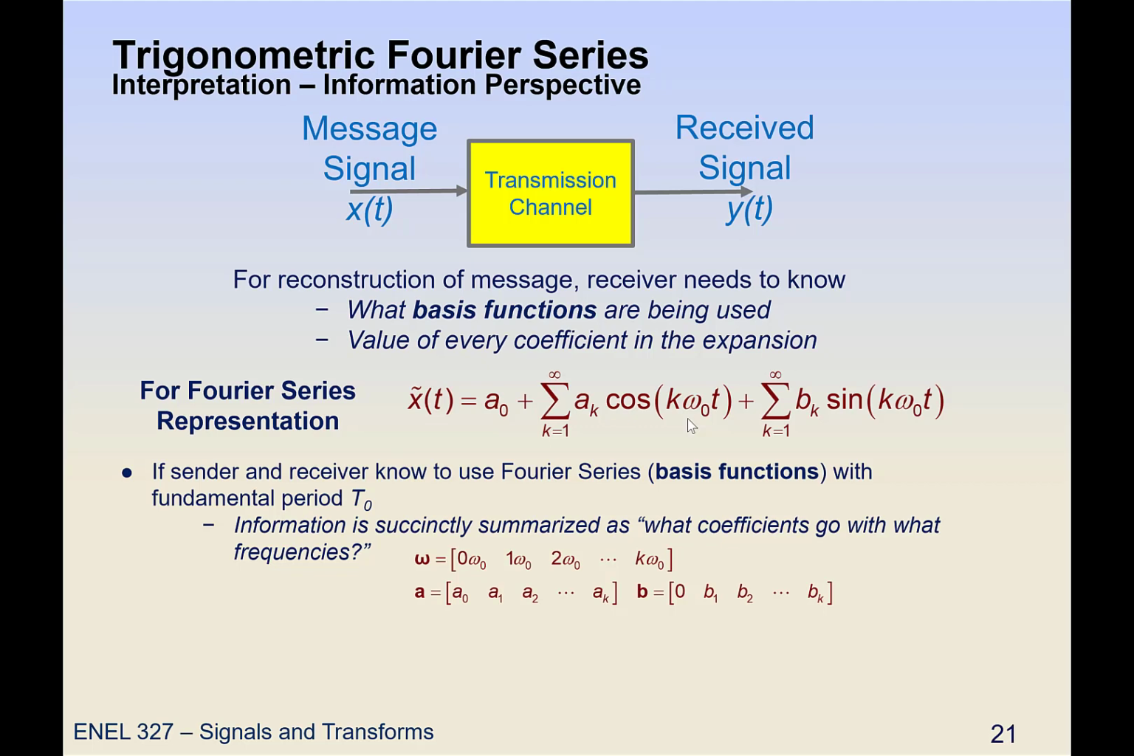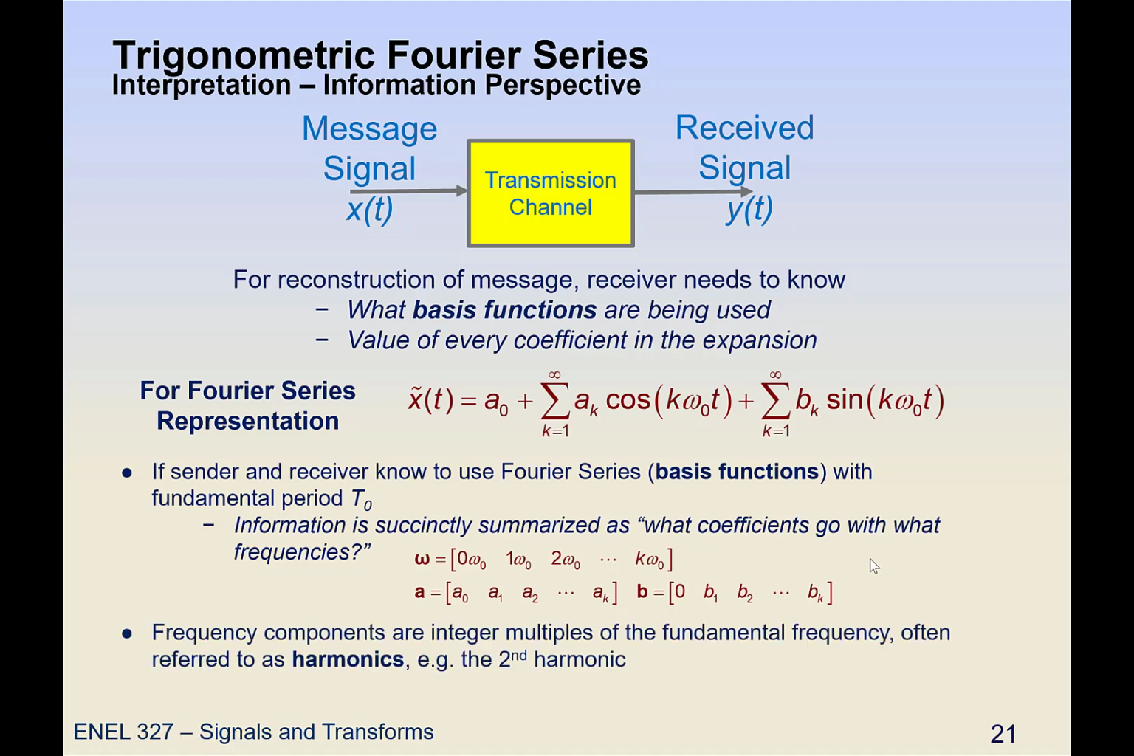Because the person at the other end of the line, or the thing at the other end of the line that's receiving the signal, already knows we're using a Fourier series. If you tell them the fundamental period, that means they know what frequencies to use. And associated with each of those frequencies are the coefficients A and the coefficients B. That's the information that we need to send.